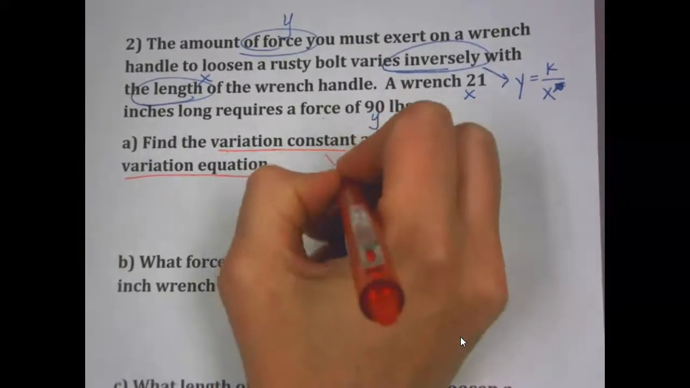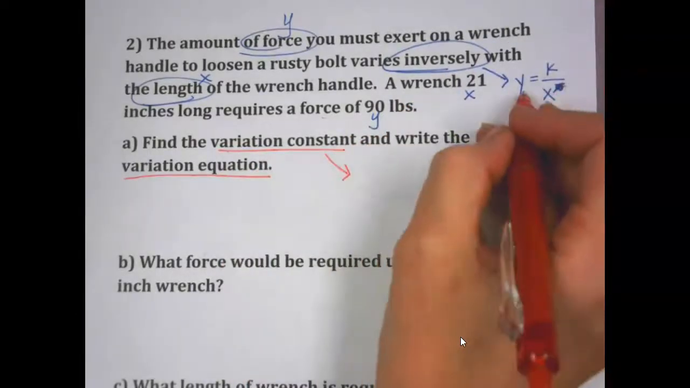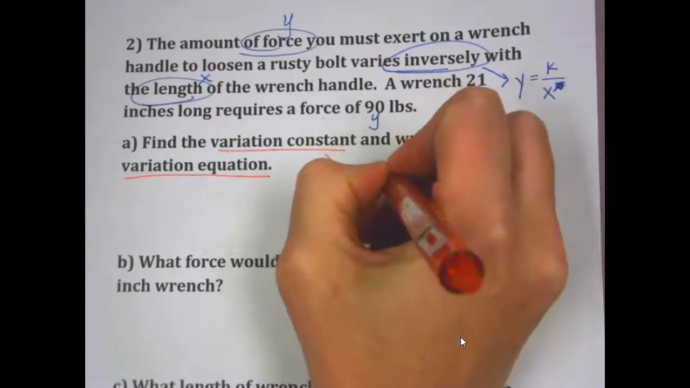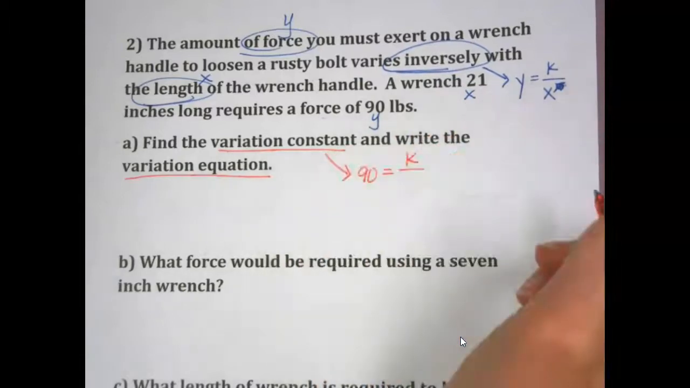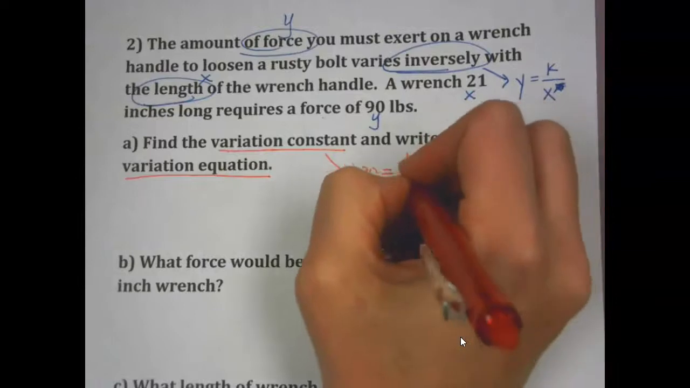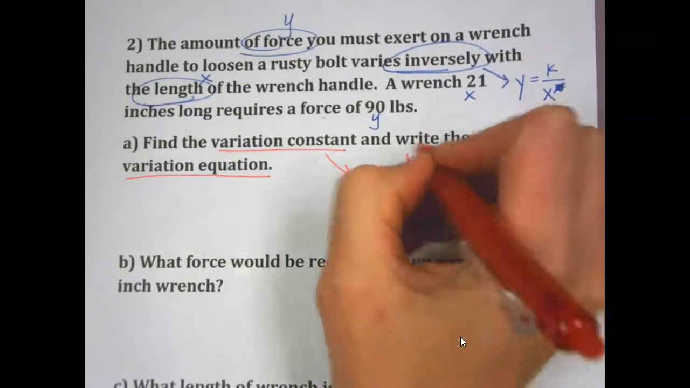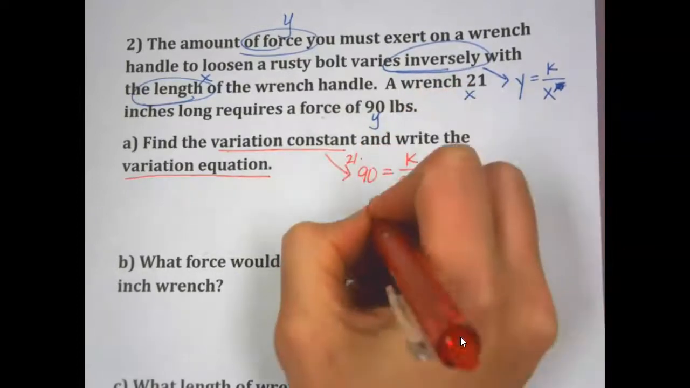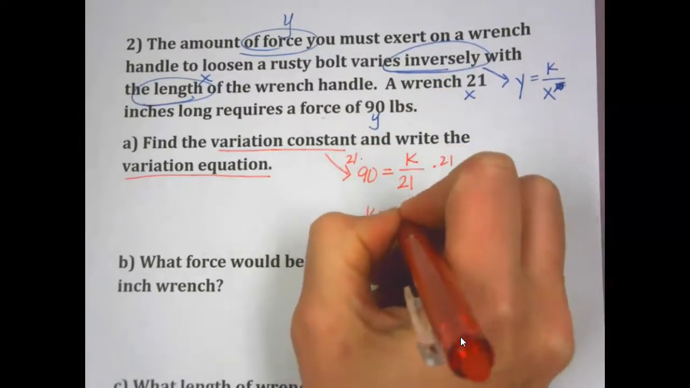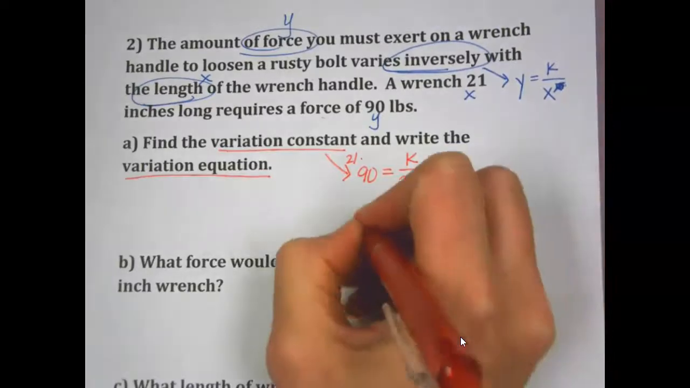All right, so variation constant. We're going to use this equation. Y, we said, was 90 equals k divided by 21. To solve for k, we multiply both sides by 21. So k equals 1,890.